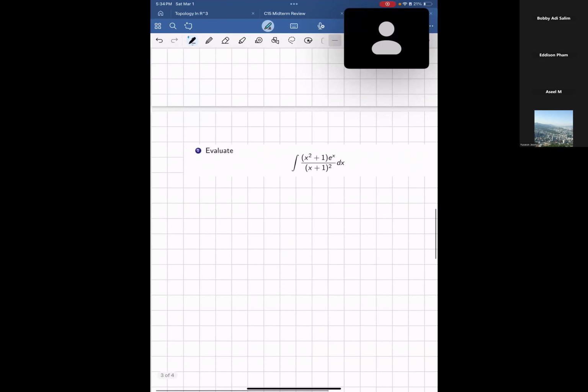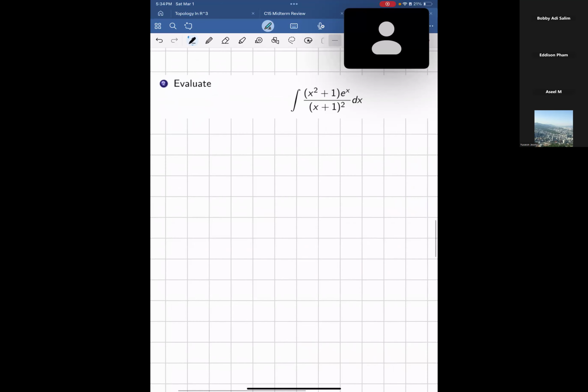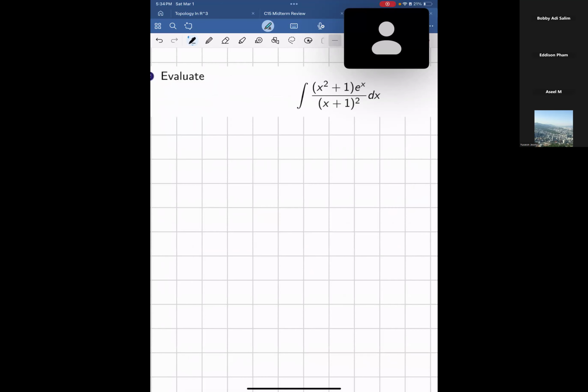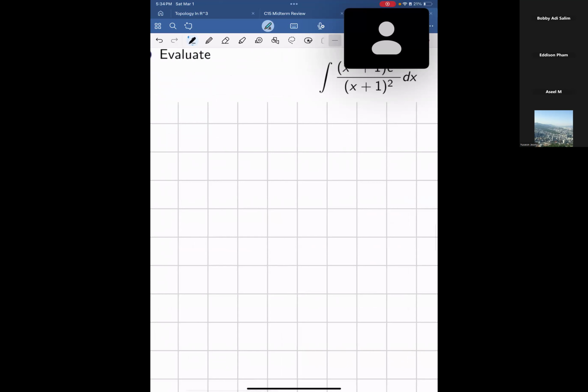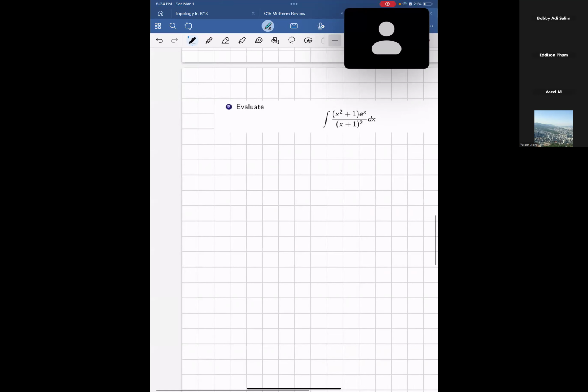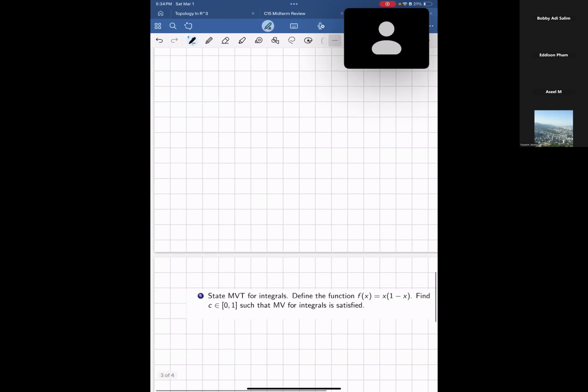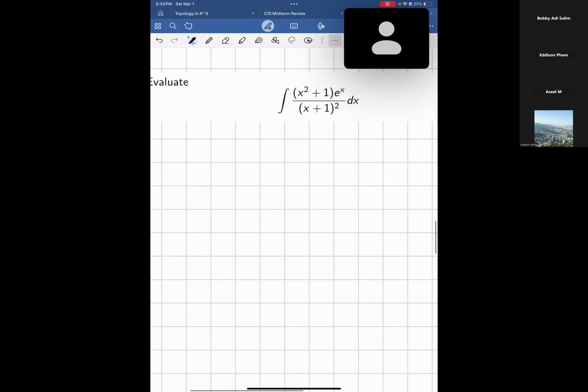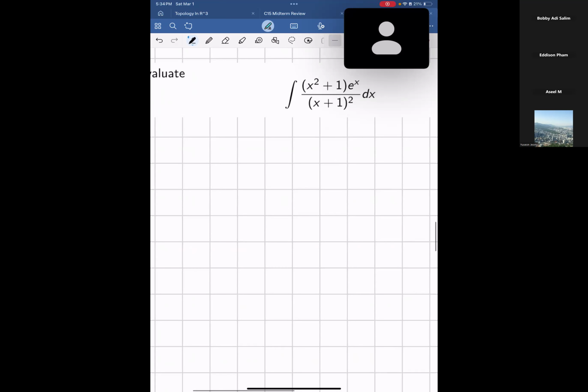Cool. So the next question, anyone have any ideas about what to do here? Oh, sorry, we're very tight on time. We should probably just do it. So you could complete the square in the numerator. Okay, that's something, but that would take longer.